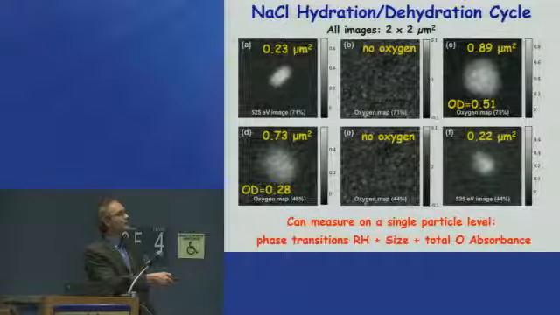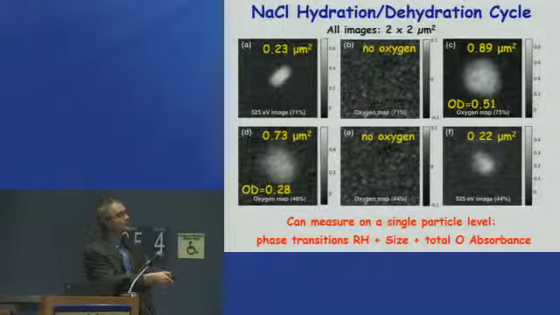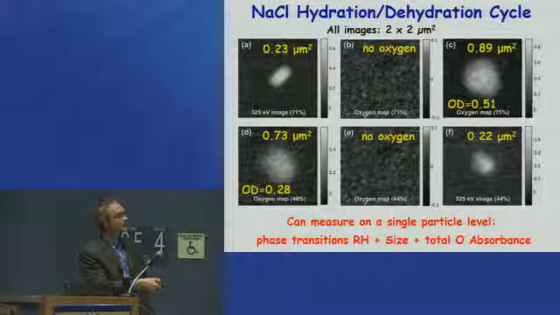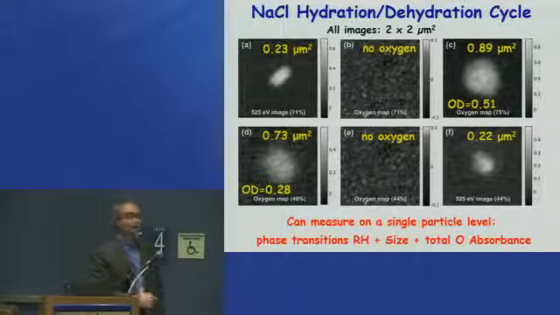And if we now go to the dehydration cycle, going all the way up until we reach a certain relative humidity and then starting to decrease, we can study the efflorescence phenomenon, as Alan also nicely described. And so in this particular case, somewhere between 48 and 44% relative humidity, we observe efflorescence. And as you can see, the particle completely loses oxygen.